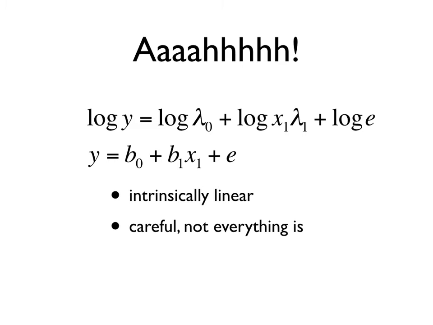Now, not everything is intrinsically linear. Some things just aren't linear. There's nothing you can do to them. So you just have to use a different kind of regression. You just don't fit a straight line anymore. Like if it was some sort of third-degree polynomial, there's no kind of transformation you can do to turn that into a straight line. And that's fine. You just fit a different kind of curve.